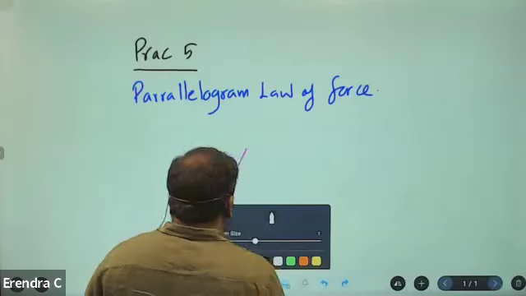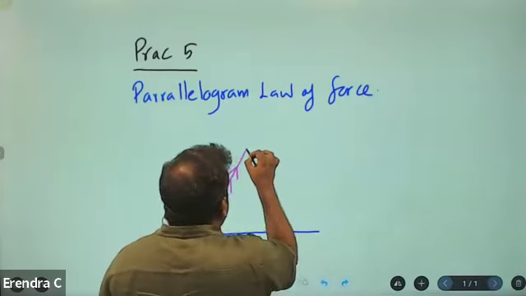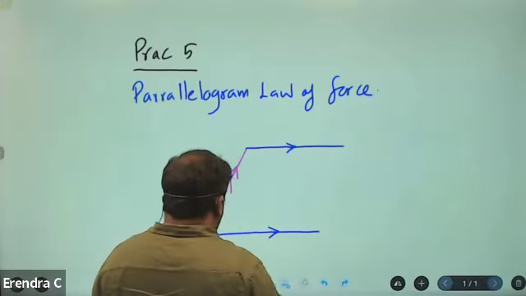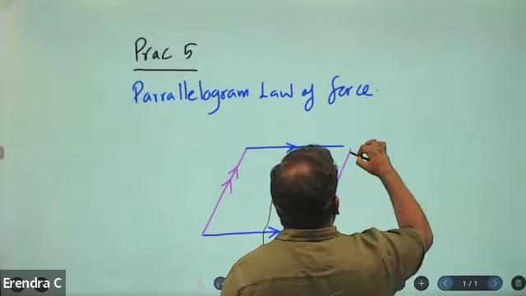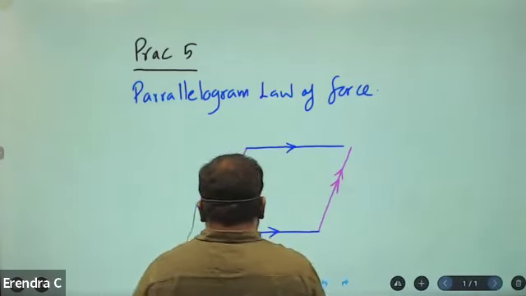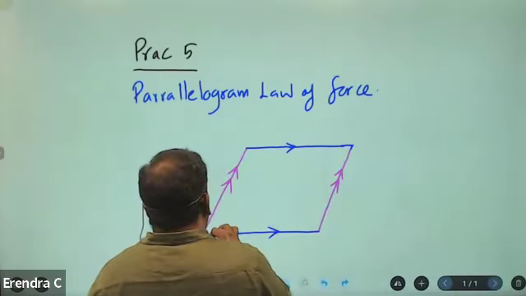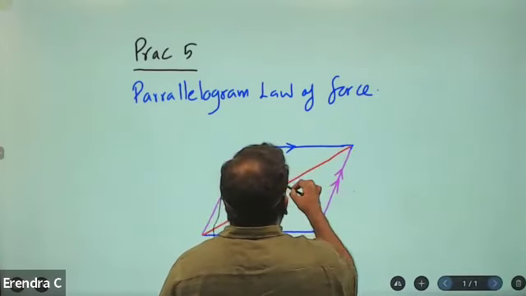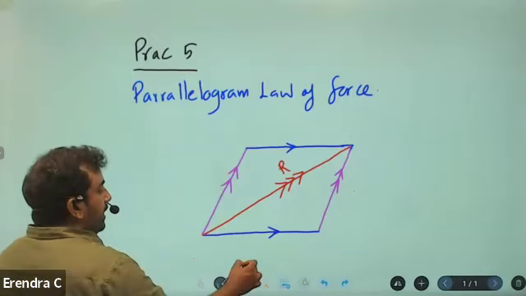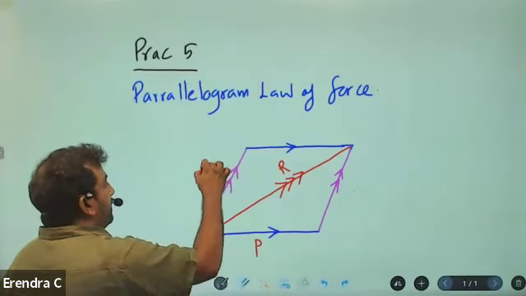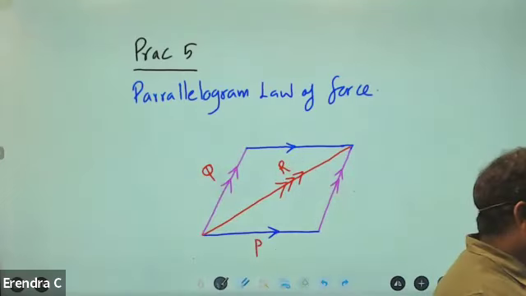So here, if you complete the parallelogram, the main diagonal will give you the result. So here you have vector P, here you have vector Q, and this will be the result. Okay, no? That's right.